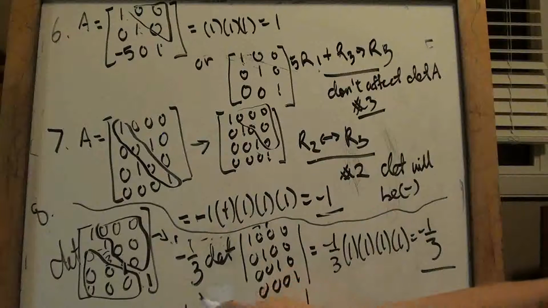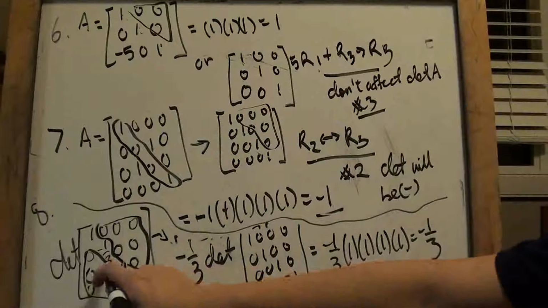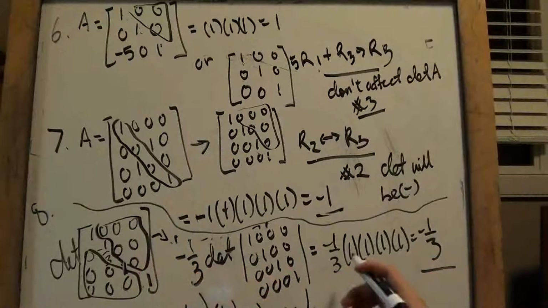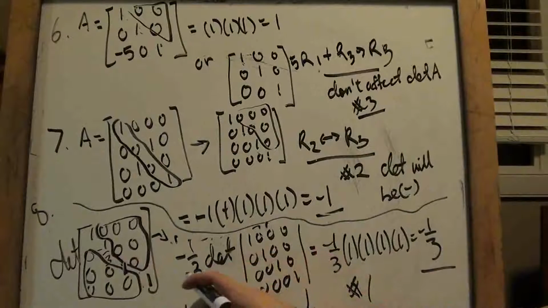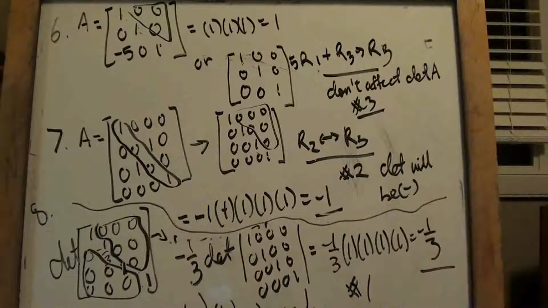Another way you could do it is we could take this one out, because according to rule number 1, which I haven't written down, but according to rule number 1, any row or column times the scalar k will mean k times the determinant. So that's what I did.